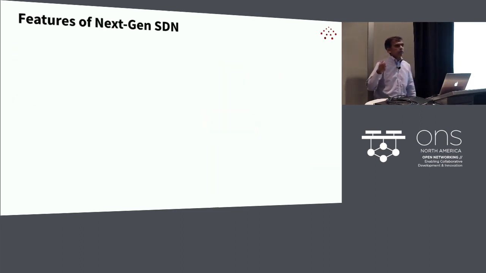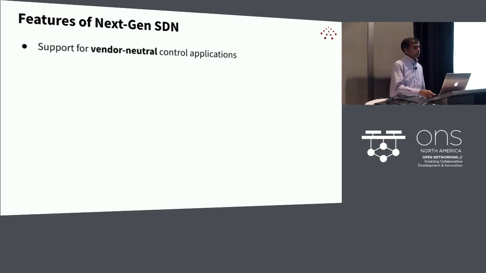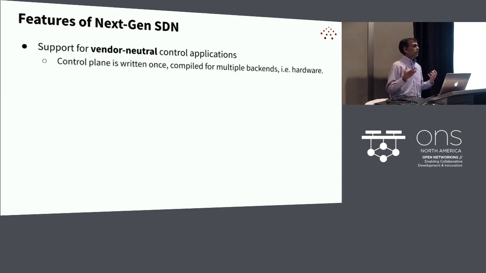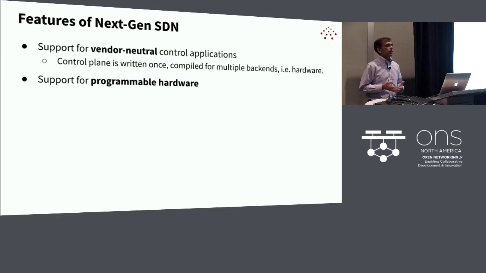So what is it that we are specifically looking for in this Next-Gen SDN? Basically, we want to be able to write a centralized control plane which is vendor neutral. What that means is we want to have a single network intent, have a descriptive language for describing a network role, and be able to compile it to different vendor devices. With the advent of programmable hardware, this makes life a little bit easier.